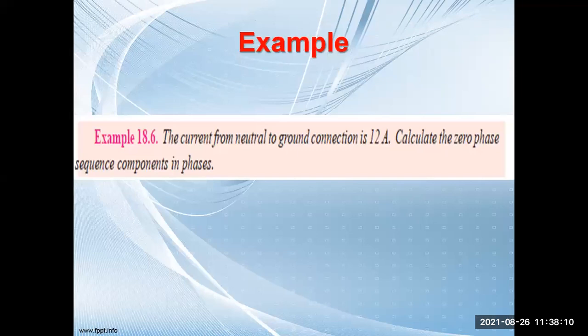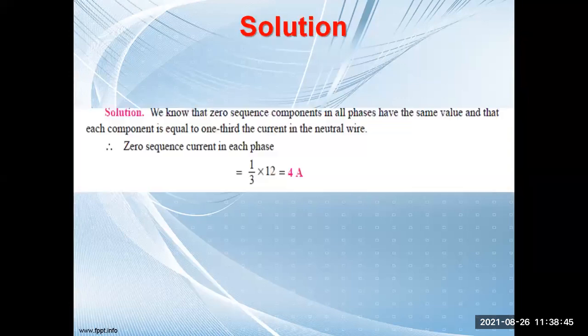Now the next problem is: the current from the neutral to ground is 12 ampere. Calculate the zero phase sequence component in phases. Can you tell how to solve this problem? Here the neutral current is given as 12 ampere. So what will be the zero sequence component of the current? Zero sequence component equals 1/3 of the neutral current, yes or no? Yes, sir. So zero sequence current I0 equals 1/3 of the neutral current. So from there you can calculate the zero sequence component of the current. So zero sequence component will be 1/3 into 12, that is equal to 4 ampere.